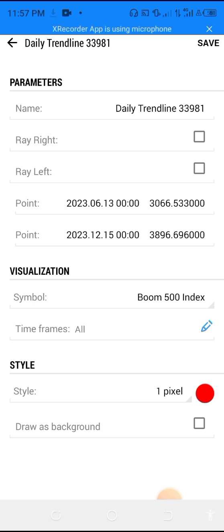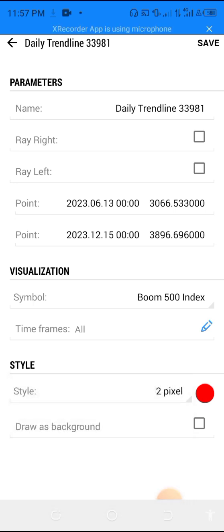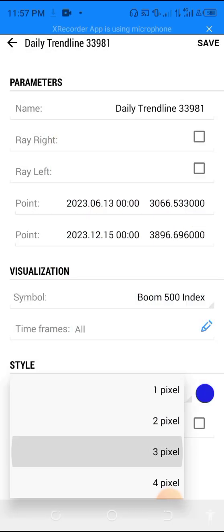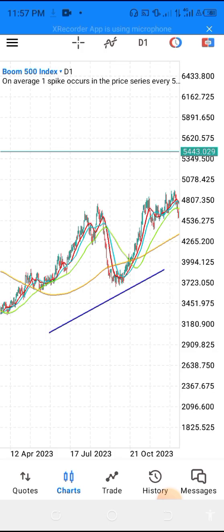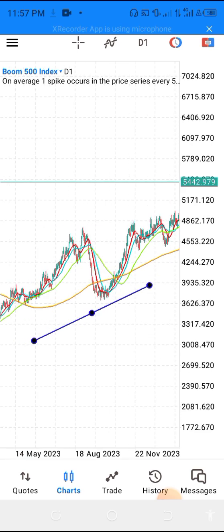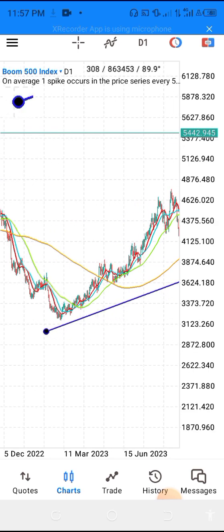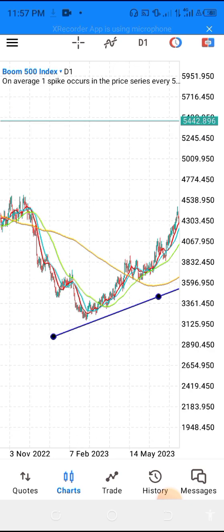Okay, let me use 2 pixel. Let me change the color. Let me rather make it 3 so that you can see it very clearly. Okay, you can see I'm holding it now. You can see that this is an uptrend.